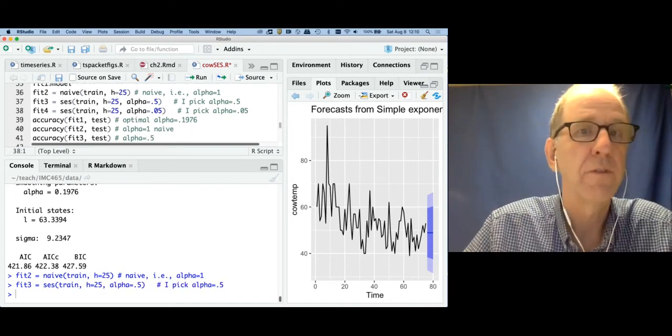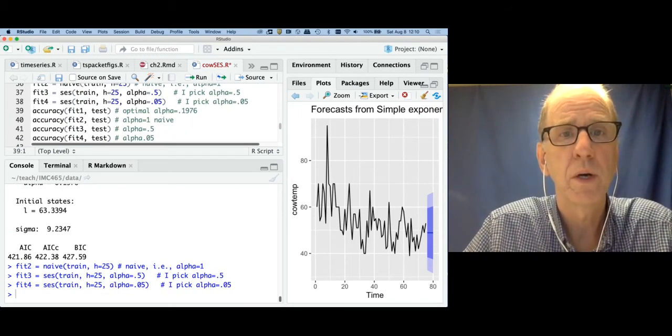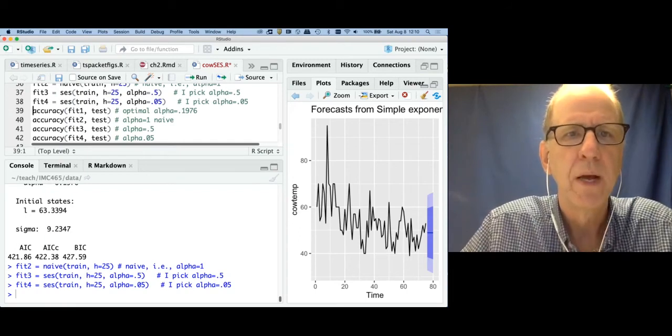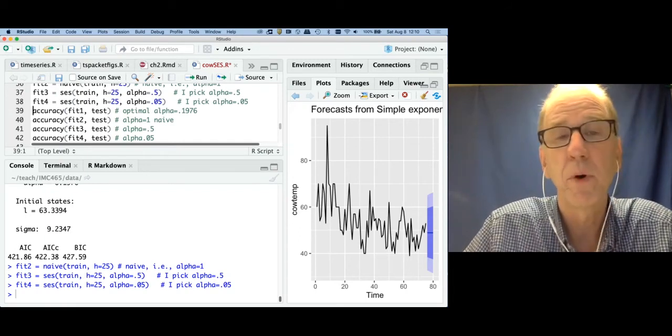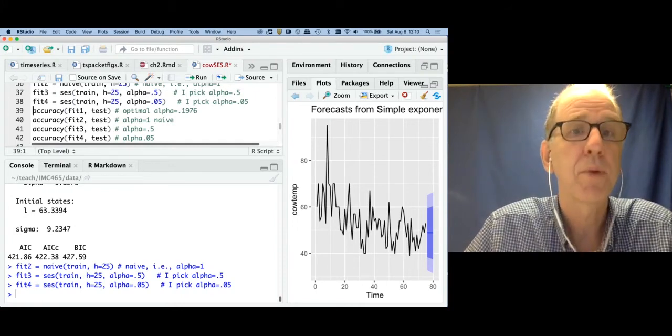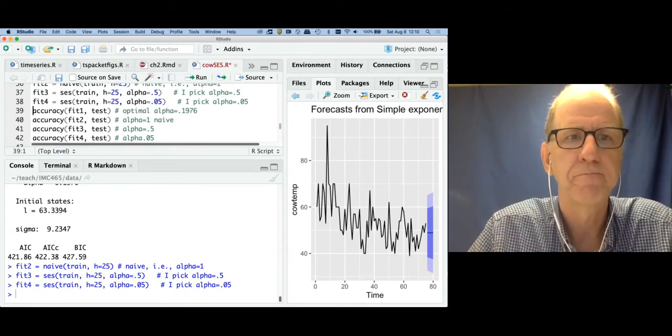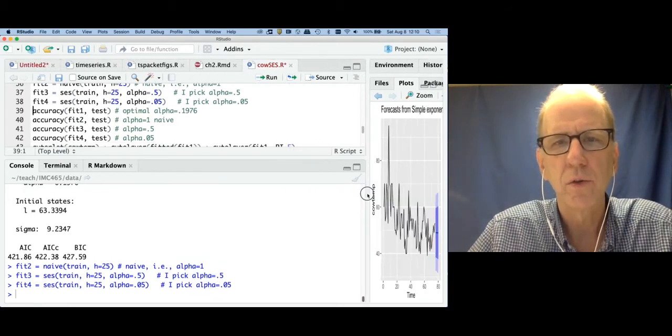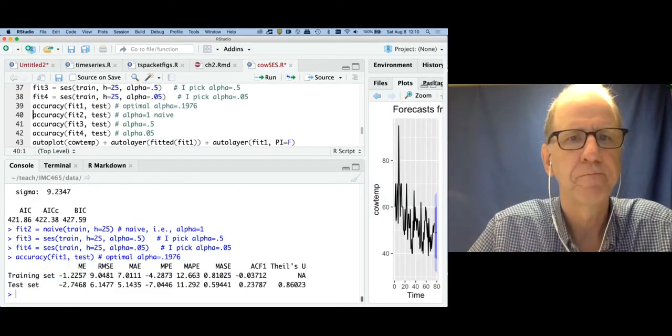So we'll use an alpha of 0.5, where we're smoothing a bit more than the naive method, but not as much as the optimal one. Then I chose an alpha of 0.05, which should be over smoothing. It's going to start approaching the average method. So let's take a look at how I do on the test set.